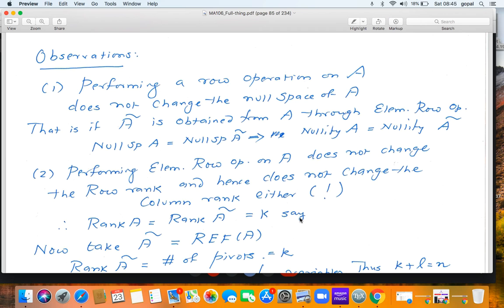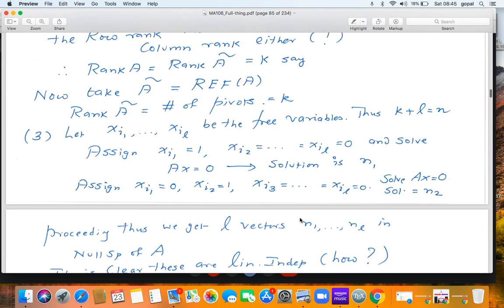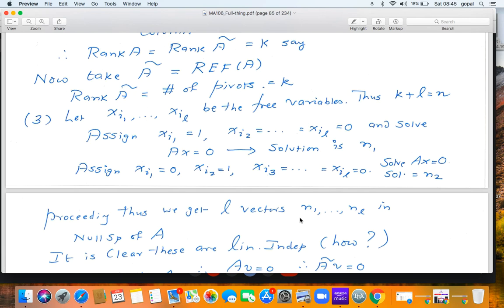Next observation, performing an elementary row operation on A does not change the row rank of A and hence does not change the rank of A. So rank of A is going to be the same as rank of A tilde. So it is enough to prove the rank nullity theorem for A tilde. And now I can take the A tilde to be the row echelon form of A. So it is enough to prove the rank nullity theorem for a matrix in its row echelon form.